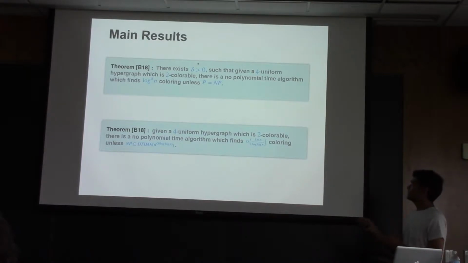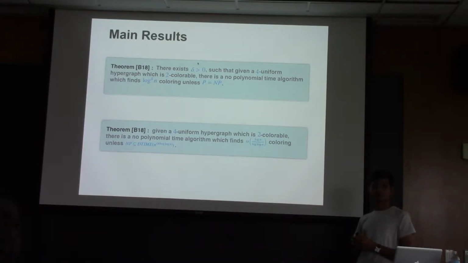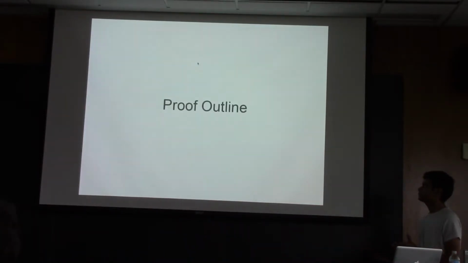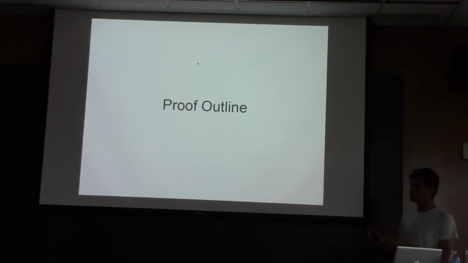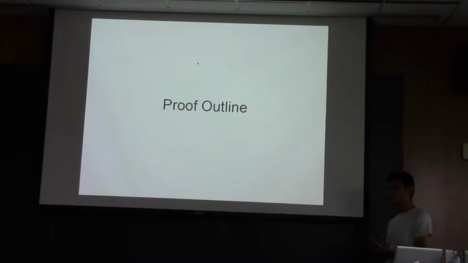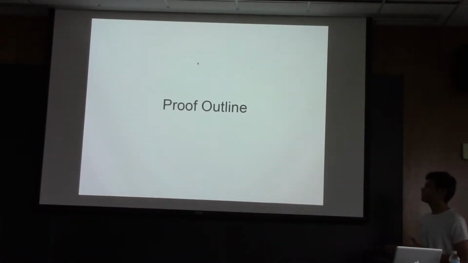So like I said, the main results are these. One is that if you just assume P not equal to NP, then you cannot color a 2-colorable 4 uniform hypergraph with polylog n colors. And if you assume this non-standard assumption, then you cannot find the coloring with almost poly n colors in polynomial time. I'll give you the proof outline, and since the proof is very short, I'll go over the whole proof and hopefully try to convince you of each and every part of it.